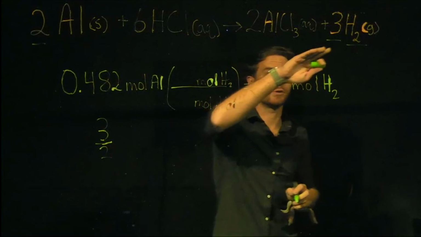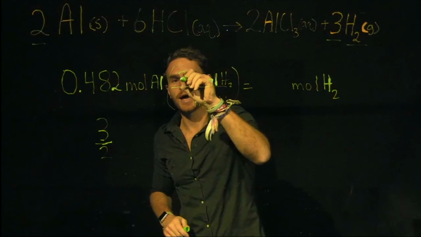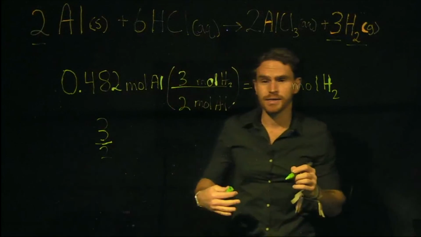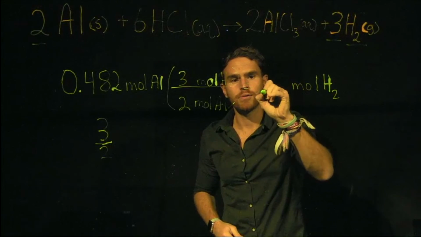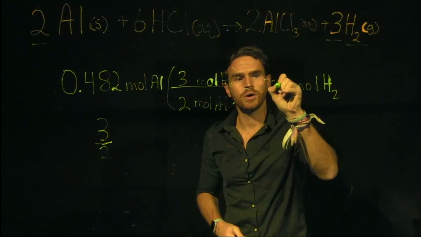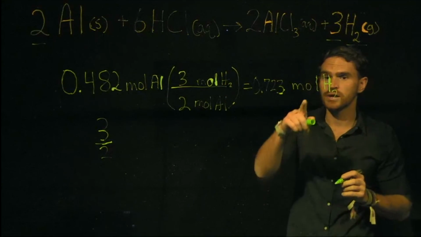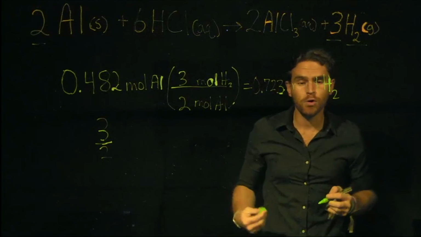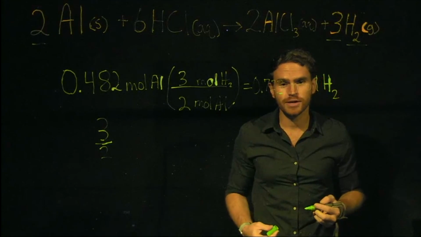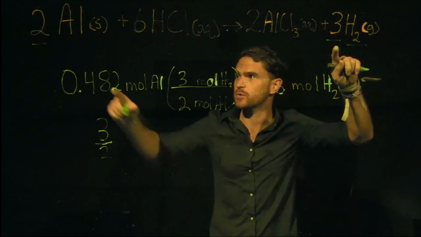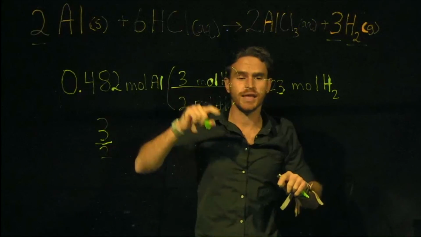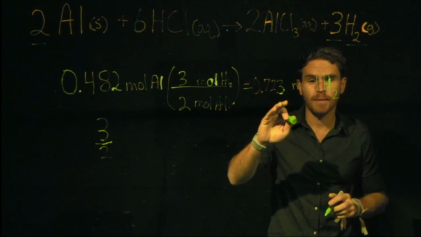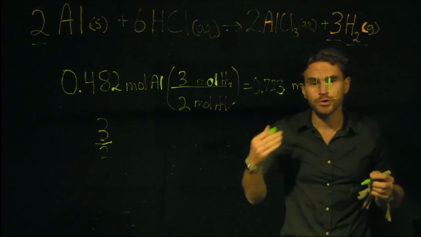So, I know that I'm producing 3 moles of hydrogen gas for every 2 moles of aluminum, which means that I can produce 0.723 moles of hydrogen gas if I'm starting with 0.482 moles of aluminum. And that's all you're looking for in these problems. Identify the stoichiometric factor, use that to set up your dimensional analysis or factor label approach, and do stoichiometry to figure out how much product you could be producing.